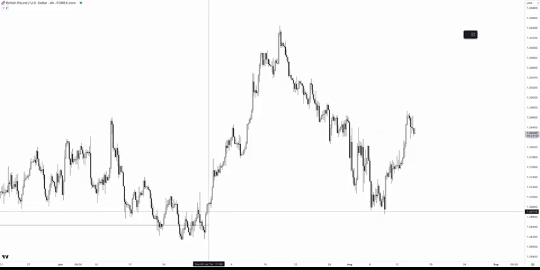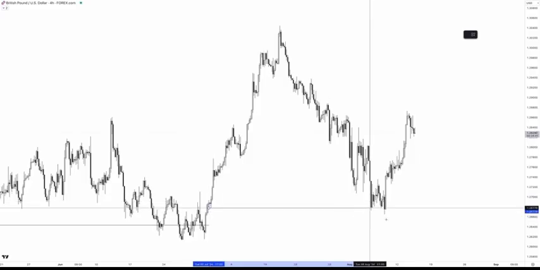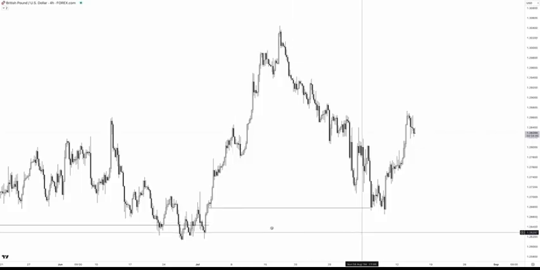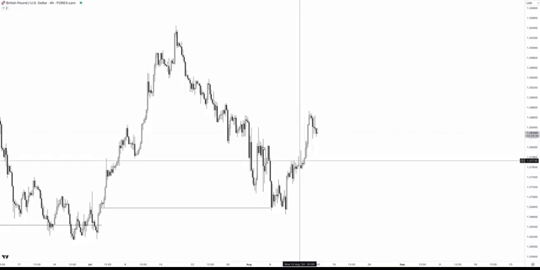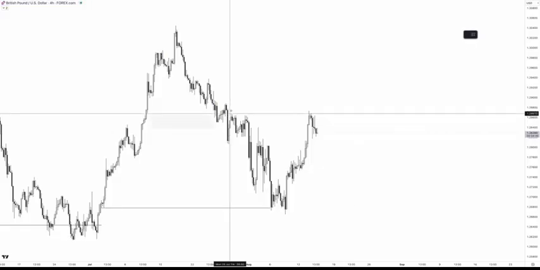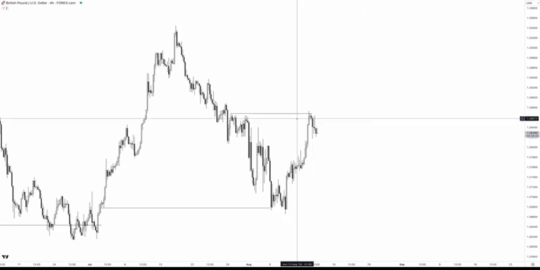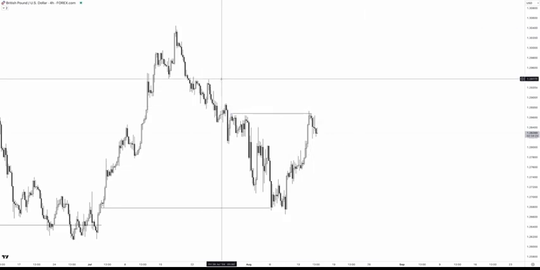these lows were also taken out. Market came into the extreme of that liquidity block. Okay. After that, the market started moving to the upside. And on the 4-hour, you can see that these highs were taken out. Okay, so these relative equals right here were taken out. All that liquidity is taken out. There is more liquidity above.